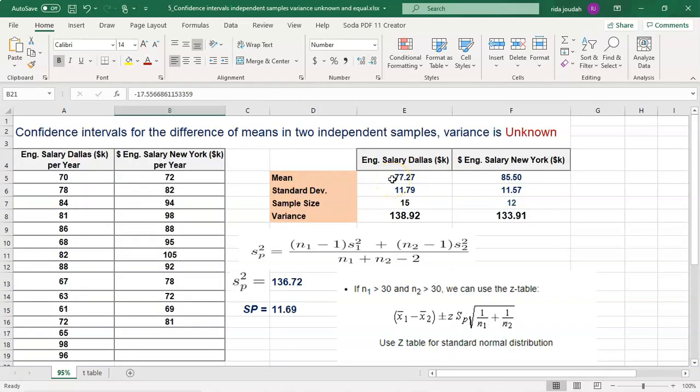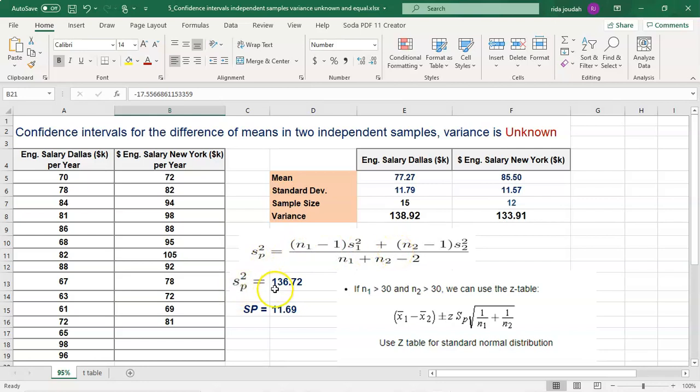First, we found the mean salary for the first sample, the engineers in Dallas, and here the sample mean of engineers in New York. Here we have the standard deviation for Dallas engineers and the standard deviation for the salaries of New York engineers, and the sample size for both. Here we calculated the variance for each of them. The first one is 138.92 and the second one is 133.91.